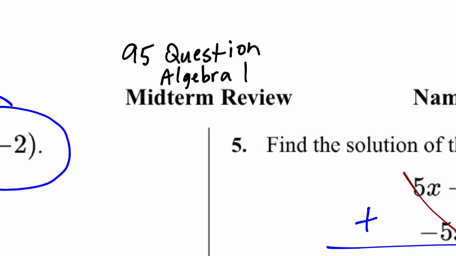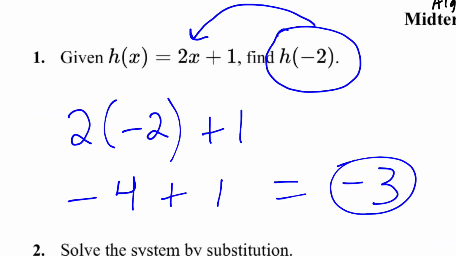This video is a 95 question Algebra 1 midterm review. Number 1 is written in function notation. When they say h of -2, that means you plug in -2 for x. So we use substitution where we put parentheses, and this is now 2 times -2 instead of 2 times x, which gives us -4. Add 1, -3.